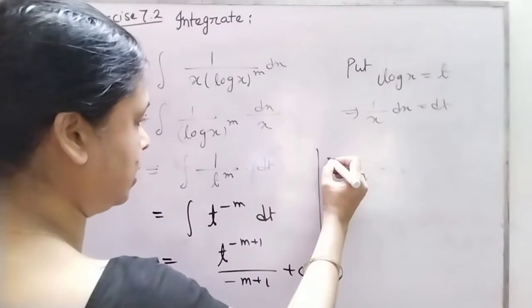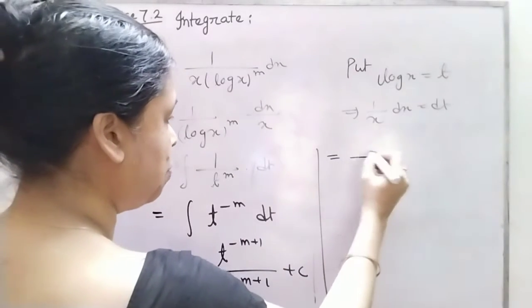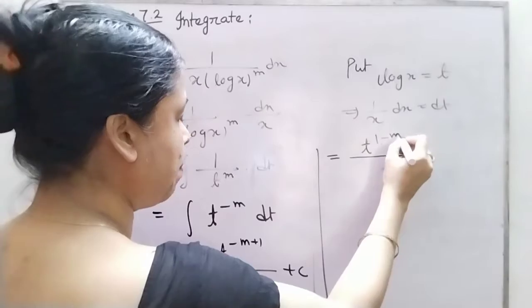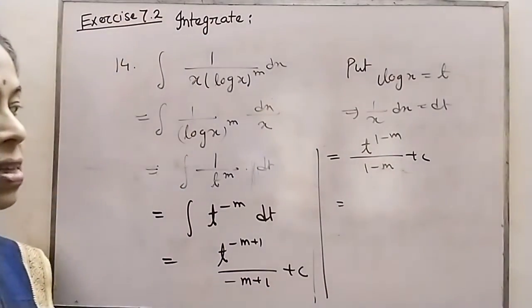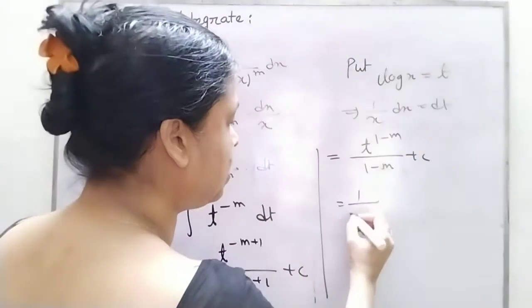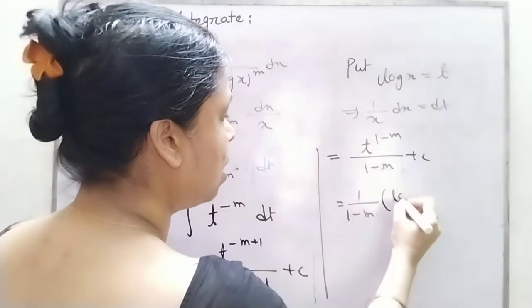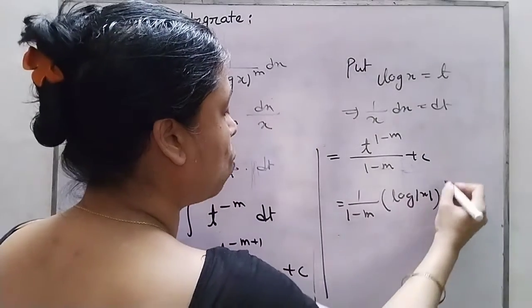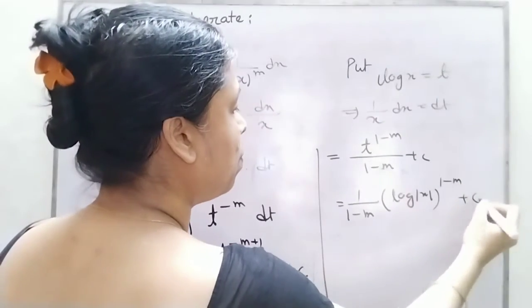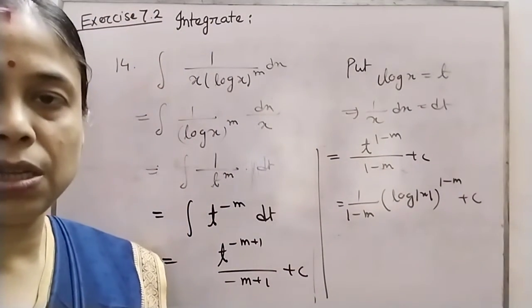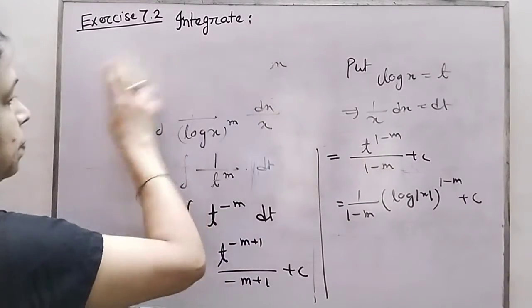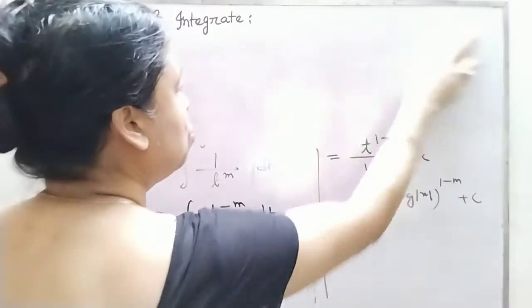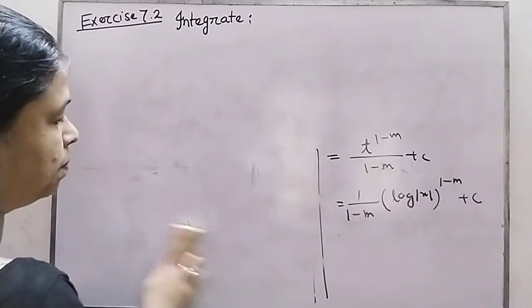After this it can be written as t to the power 1 minus m by 1 minus m plus c, and ultimately put what is your t. So I can write it as 1 by 1 minus m, t means log of mod x whole to the power 1 minus m plus c. So this is the solution of question number 14. Now I go to question number 15.